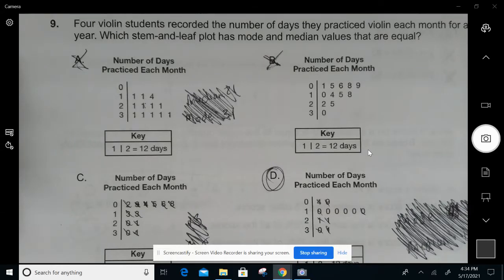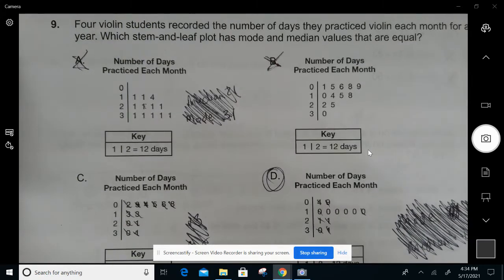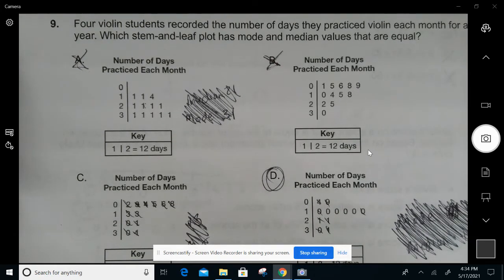All right, number 9. Let's go and read it for a second here. Four violin students recorded the number of days they practiced violin each month for a year. Which stem and leaf plot has the mode and median values that are equal?